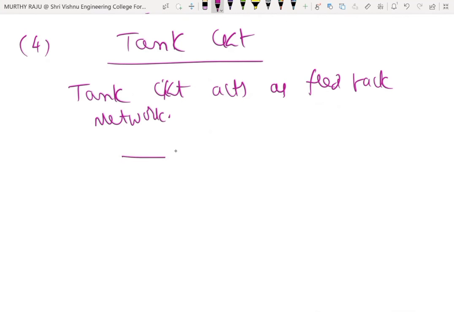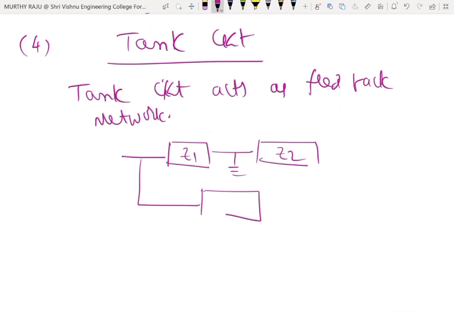Here, this is the tank circuit, Z1 connected to ground. Here, Z2. Here, Z3. This is the output of the feedback network, VF. This is the input to the feedback network, V0, from an amplifier.